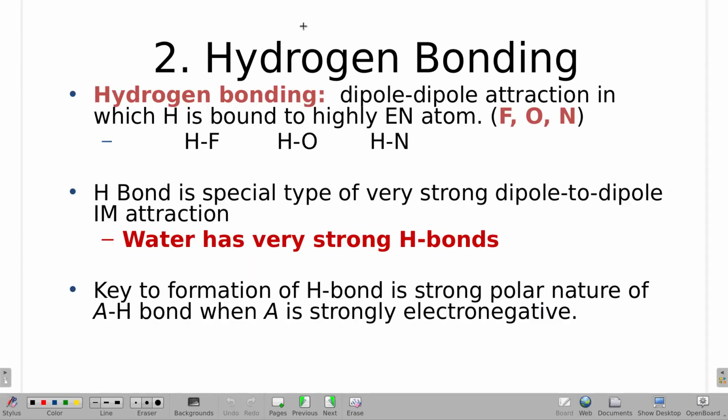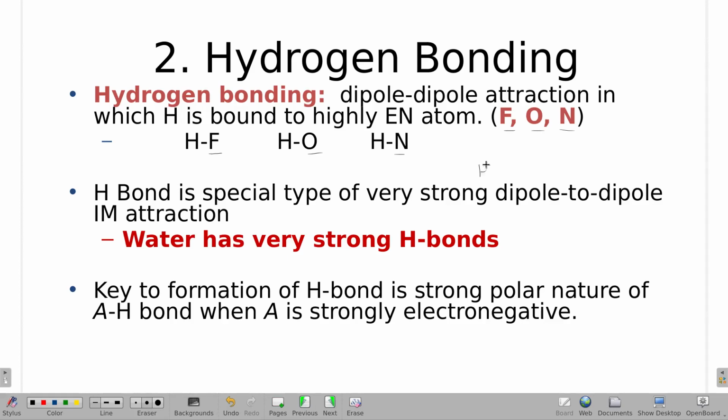Alright, the next type of dipole-dipole interaction is a special subset. So it turns out hydrogen, being our nonmetal atom with one of the lowest electronegativities, if we bond it to any one of the three highest electronegative atoms, these are the three highest, we get a very strong dipole-dipole interaction. It's actually stronger than it would be predicted normally, so we gave it its own name. We call it hydrogen bonding. Now, it doesn't mean the hydrogen's bound to it. The hydrogen bonding is the intermolecular force between other molecules.